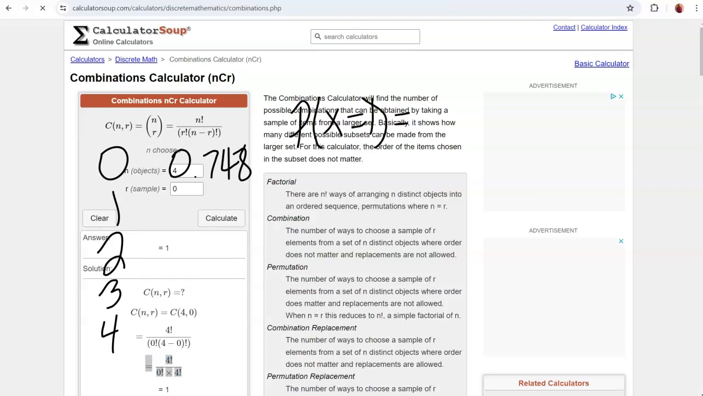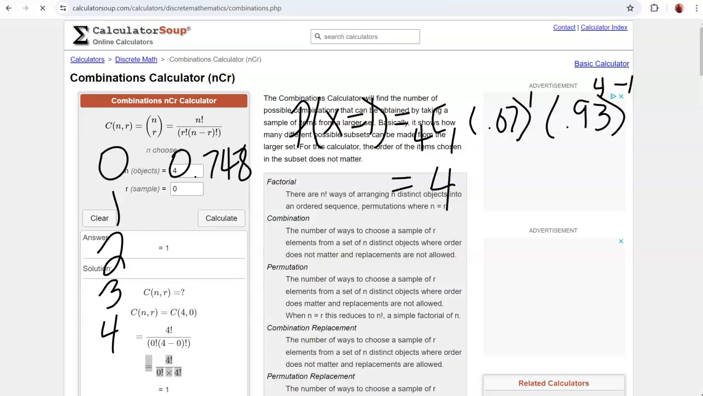All right, so now I want to calculate the probability of x equal to 1. In my formula, I will have 4 choose 1, and the probability p, which is 0.07, raised to the x power, which in this case is 1, times the probability of failure, which we already said was 0.93, because that was 1 minus 0.07, raised to 4 minus 1. When I plug 4 choose 1 into my combinations calculator, I get 4. So this is 4, 0.07 to the first power is 0.07, and this will be 0.93 to the third power.